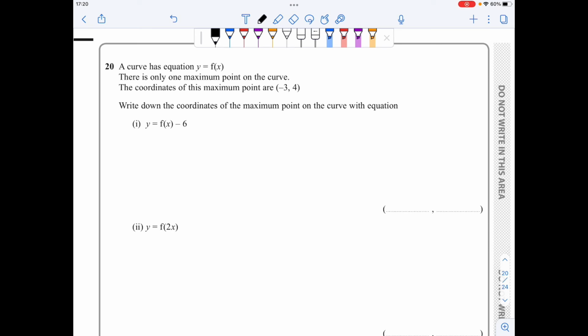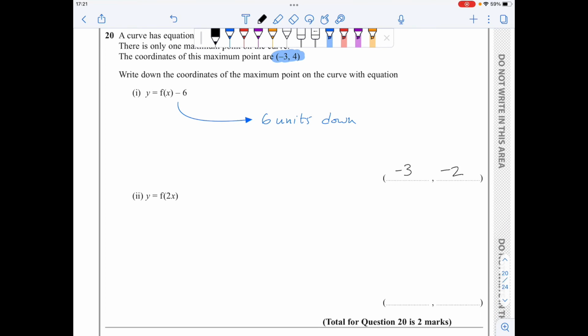For question 20, I'm given the coordinates of the only maximum point of this curve, and I need to find the coordinates of the maximum of f of x minus 6. Now recognize this as a translation of 6 units down. Hence, I will subtract 6 from the y coordinates, so the x coordinates stay the same, the y coordinate becomes minus 2.